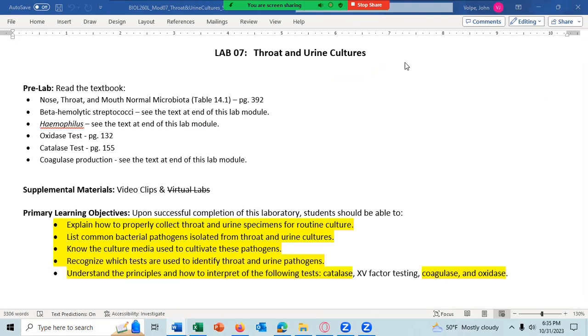There is some reading to do before you do the lab, so make sure you get the reading done. It's just a few pages. The supplemental materials are only the video clips. We no longer have a virtual lab for this lab because we had one and it was running Flash. And Flash is no longer supported and doesn't work, and we've never found another virtual lab.